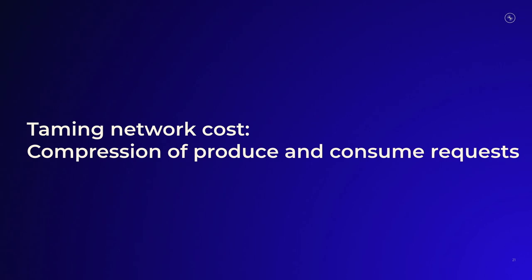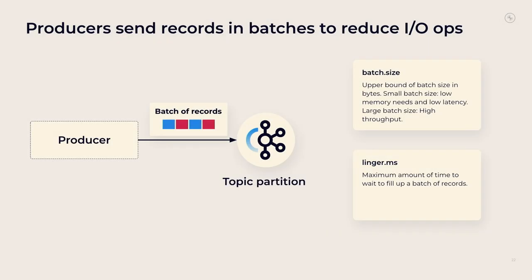OK, the second technique that I'd like to discuss is compression. And that works for both produce and consume requests. Again, a quick recap. Producers can send records in batches to reduce I/O ops. That's the main motivation behind batching records.